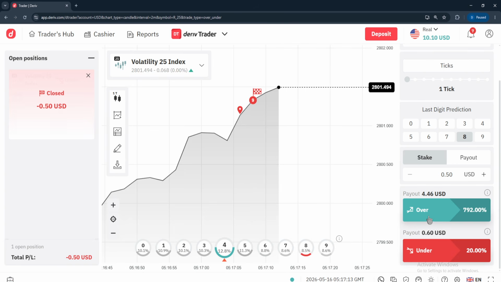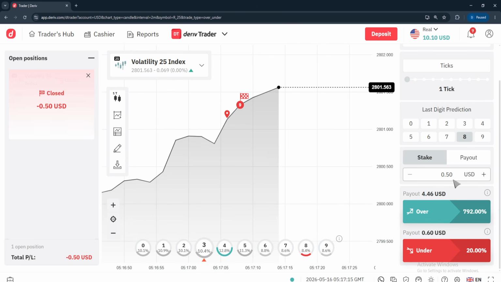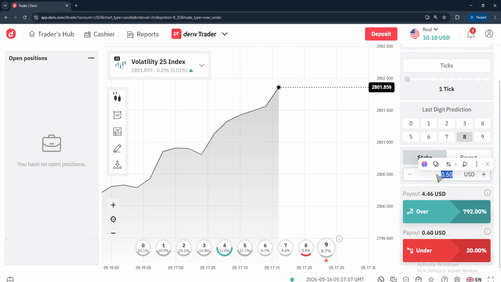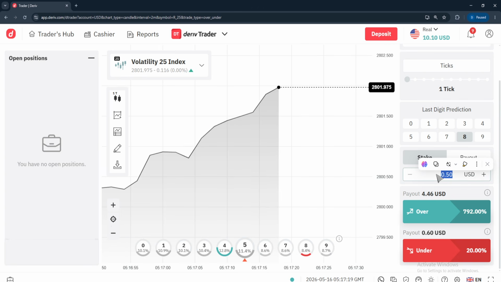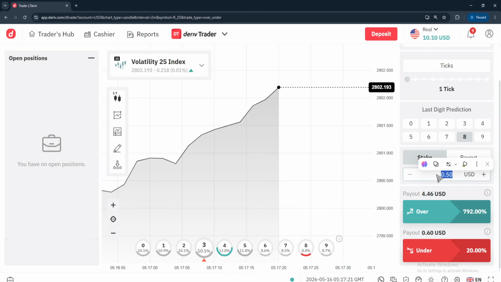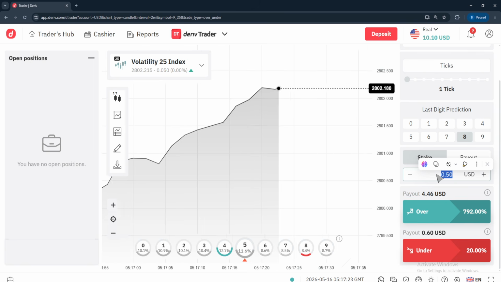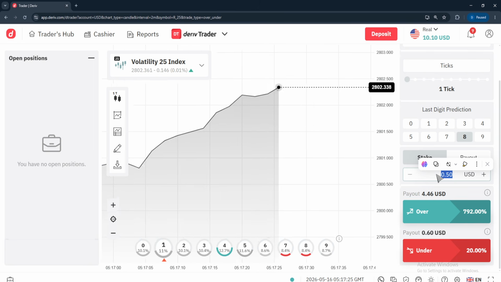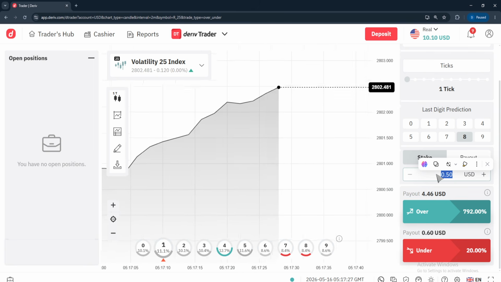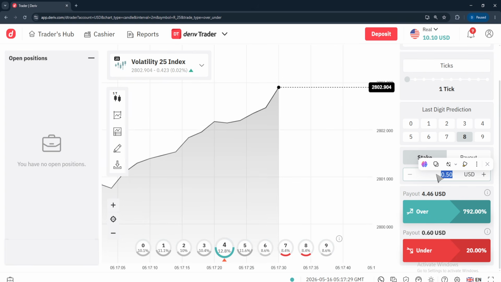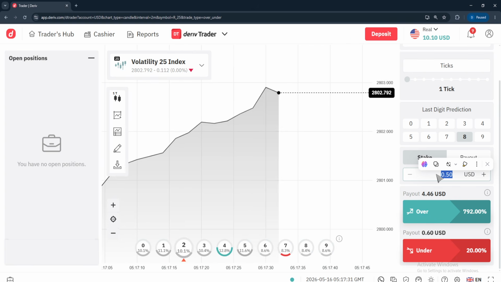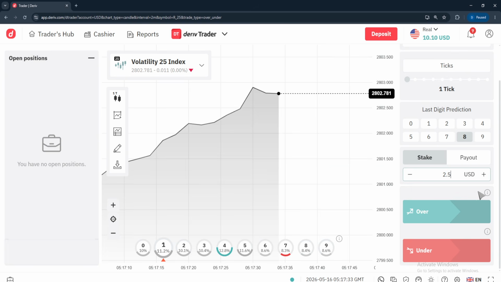Now, for us to recover this loss, we need a martingale of 4 or 5. So for us to recover here, we'll do 0.50 times 5. Let me look quickly. That's about 2.5. Yeah, that is about 2.5. So for us to recover that loss fully, we need about 2.5. Okay, let's see. 2.5.